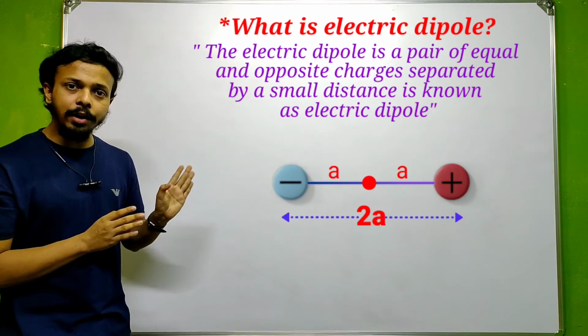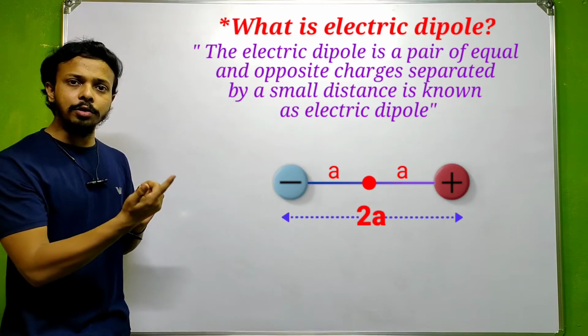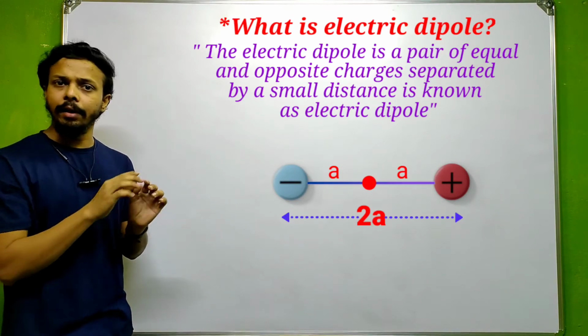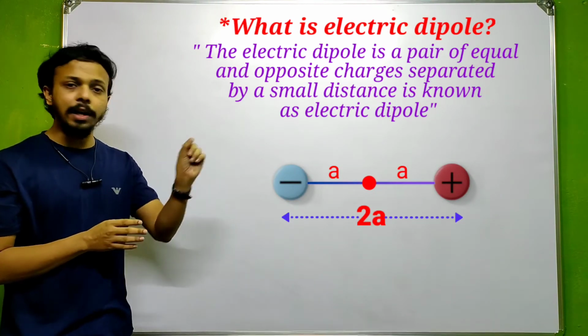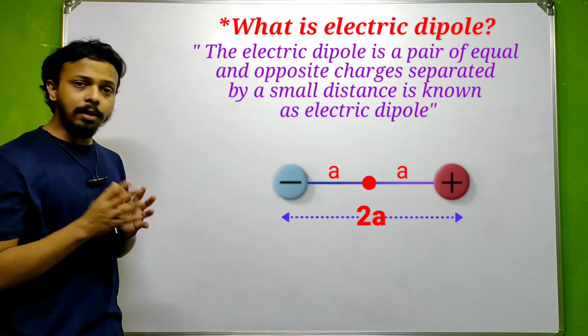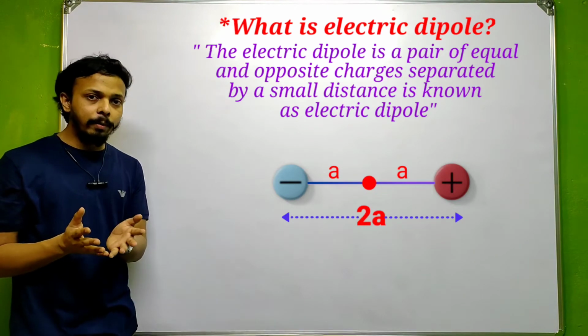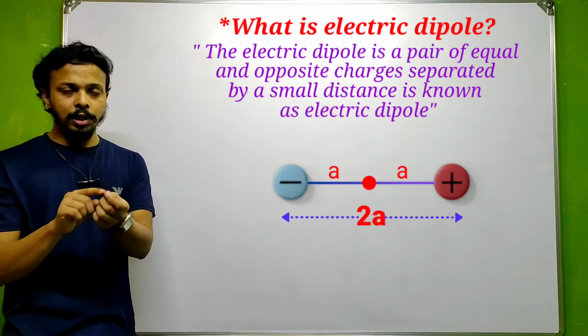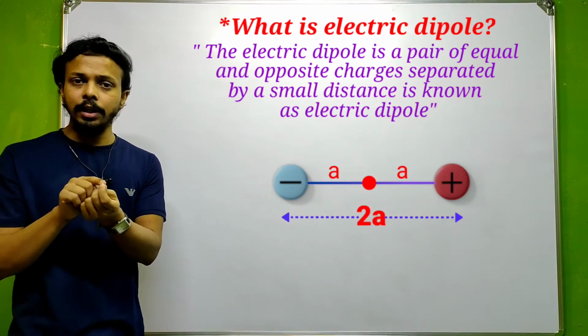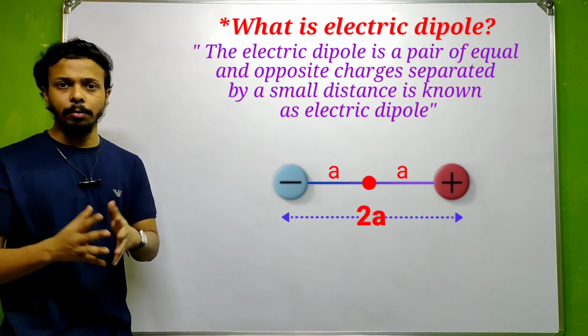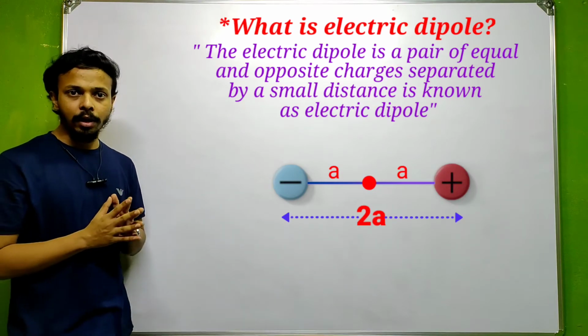So with respect to the center, what is the distance of the positive charge and the negative charge? It is a and a. They have the same distance from the center. In some books you may find it taken as L. With respect to the center, the distance may be taken as L in some other books. I am taking it as a.